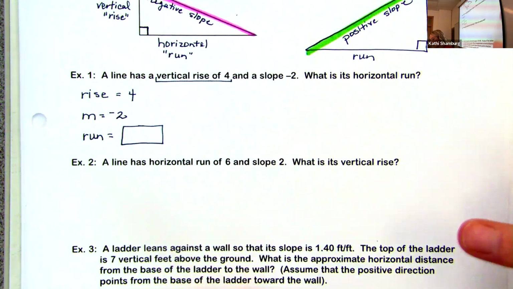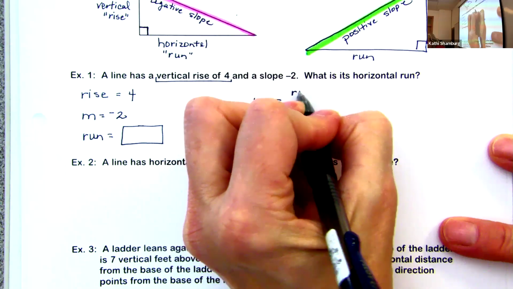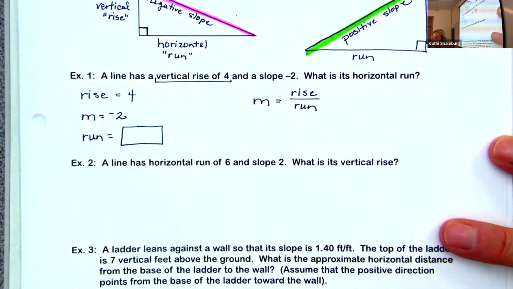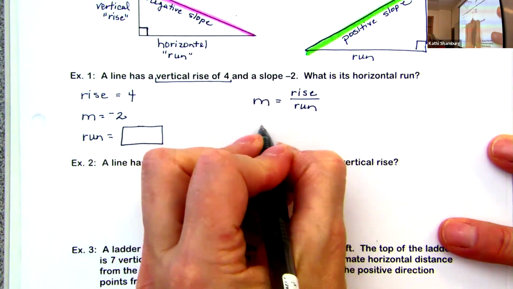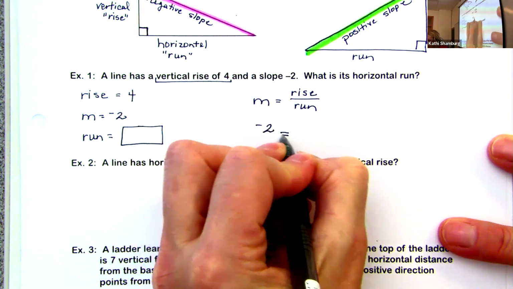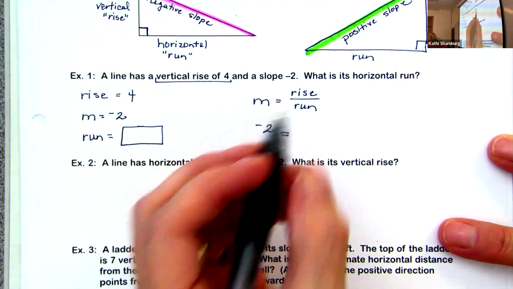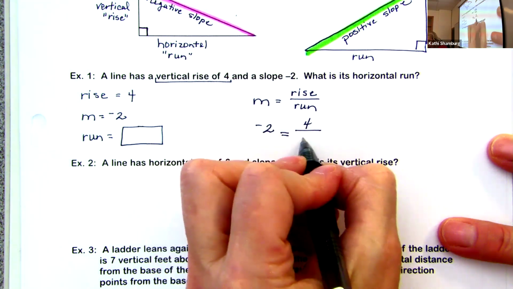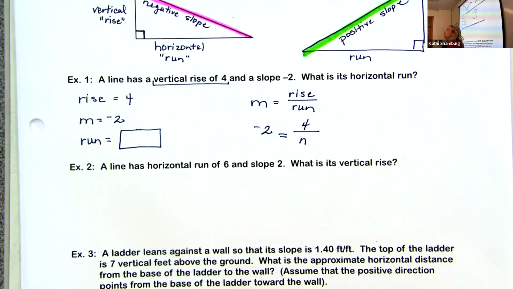All right, so here's how we're going to approach that. We're going to use the rise over run slope formula. And when I look at this, I said, okay, m, they gave that to me. So in place of the m, I'm going to put -2. And then I look and they gave me the rise. So that goes in the numerator. And I am looking for the run. I'm going to call it n. So then what I've got to do is solve this equation for n.